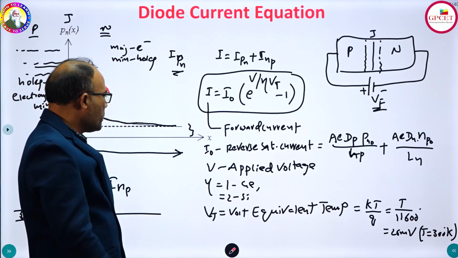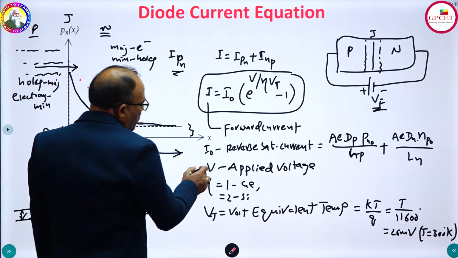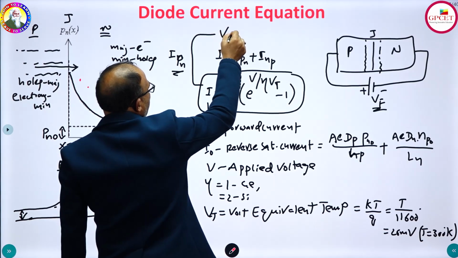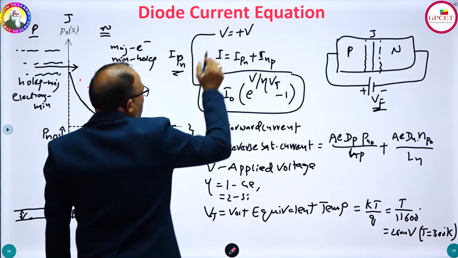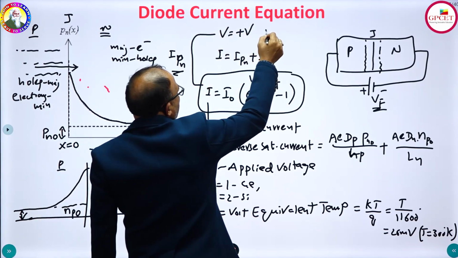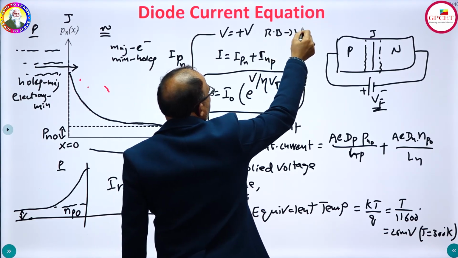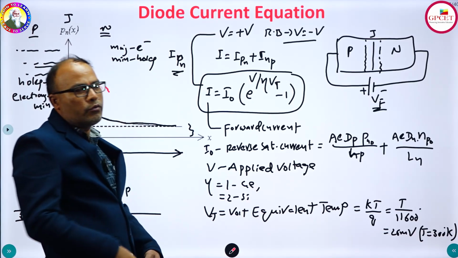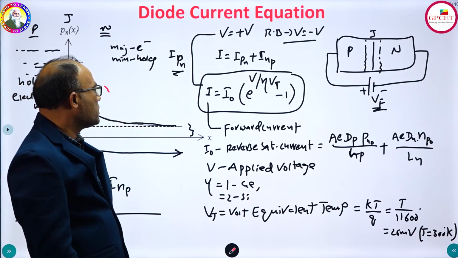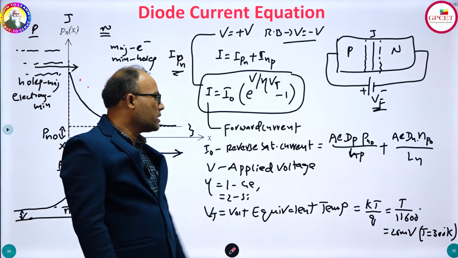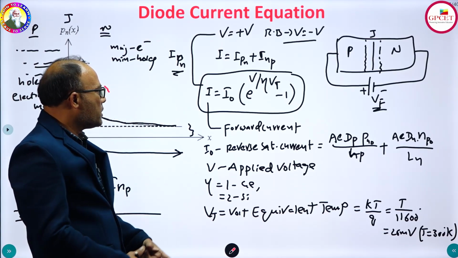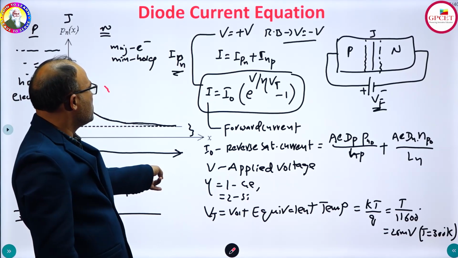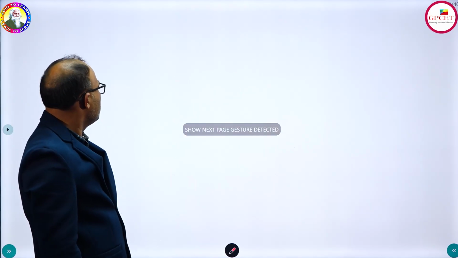So if you apply forward bias, then V can be taken in this equation as plus V, and if it is reverse bias, V can be taken as minus V, because a negative voltage we are applying for reverse bias. So therefore in the same equation you can write minus V, then it applies for reverse bias. Now let us look deeper into this diode current equation.